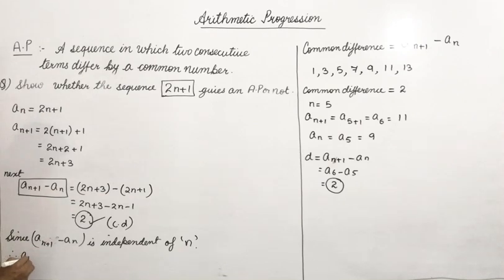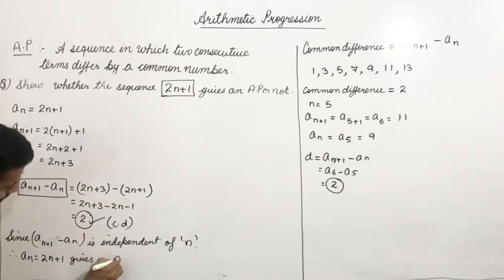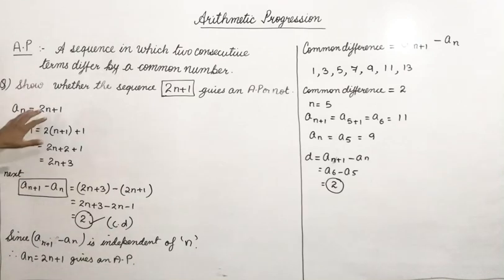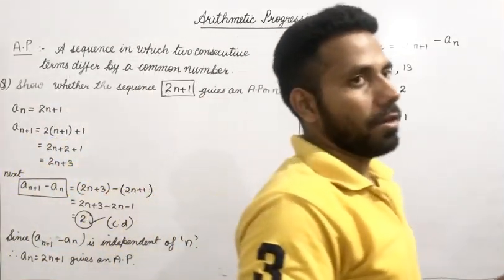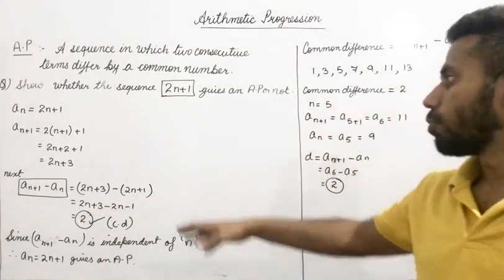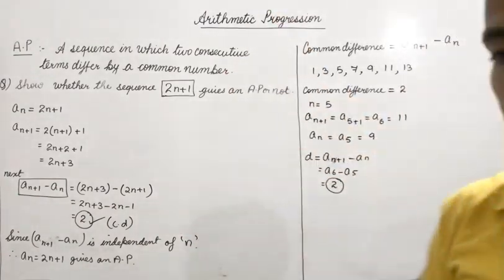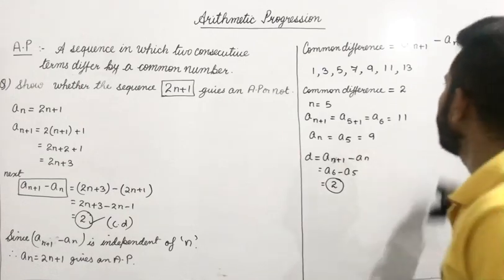therefore, an equals 2n plus 1 gives an AP. See, directly from here we can say that since this is a linear equation, it will give an AP. But how will you show it? So this is the method how to show it. This is how you will be showing it. Okay, let us take another example.